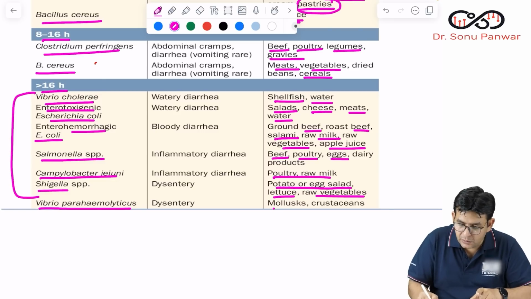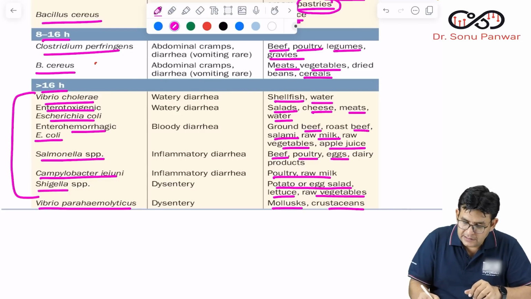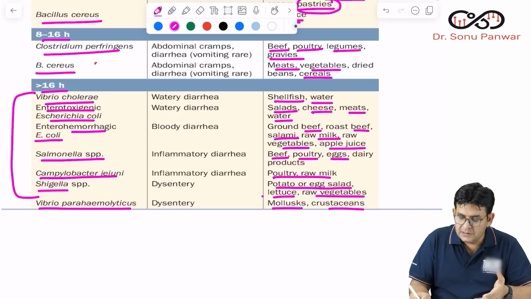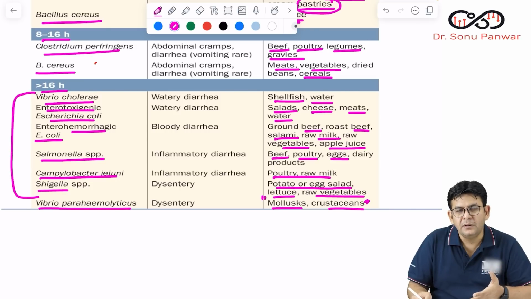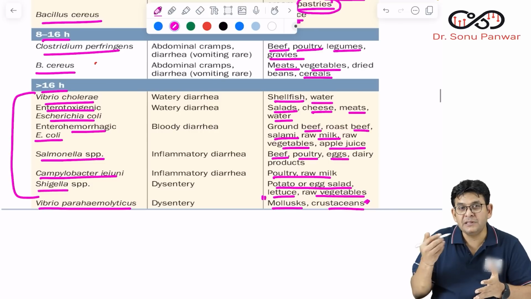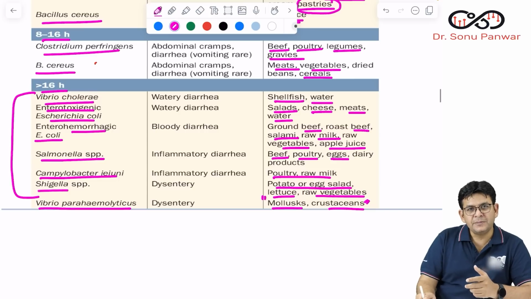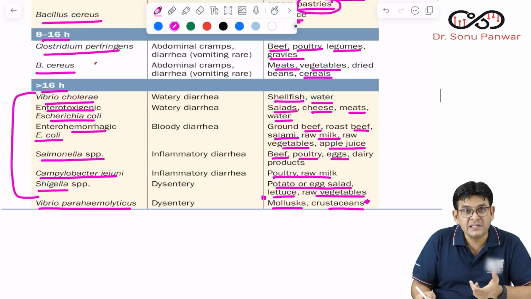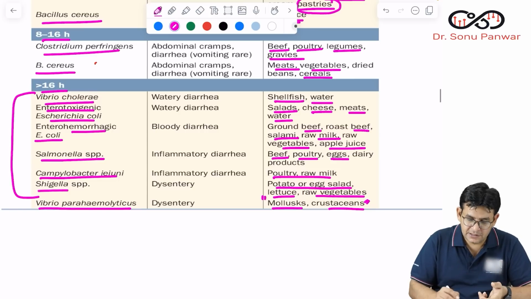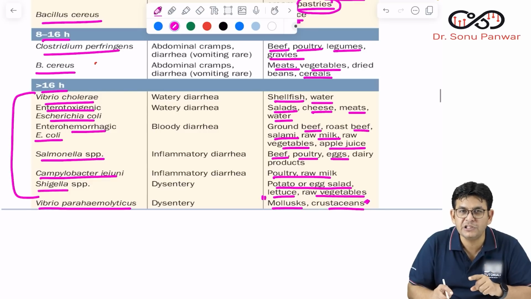Vibrio parahaemolyticus: mollusks, crustaceans, those particular ones. Remember, 7% halophilic, eating mollusks and crustaceans, that is, contaminated crabs and oysters. So Vibrio parahaemolyticus, and which phenomenon, guys? Kanagawa phenomenon. On which agar?